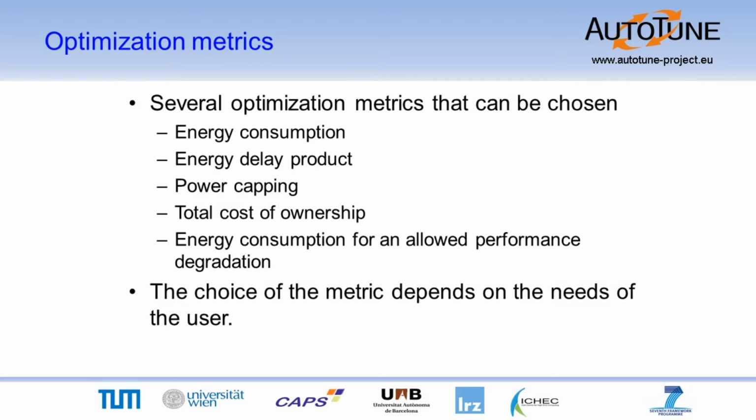There are several tuning objectives additional to the energy consumption. For instance, there is the energy delay product, power capping, total cost of ownership, and other policies like energy consumption for an allowed performance degradation. Of course, the choice of the metric depends on the needs of the user. We will show a demo for tuning the energy consumption as well as the total cost of ownership.